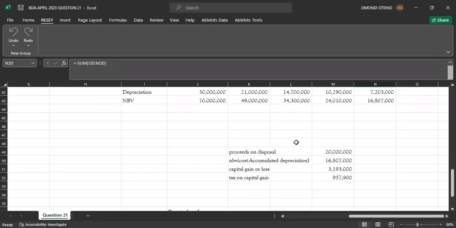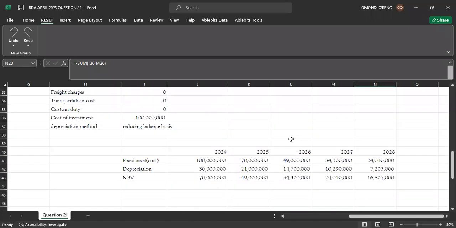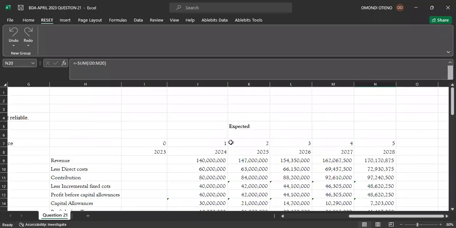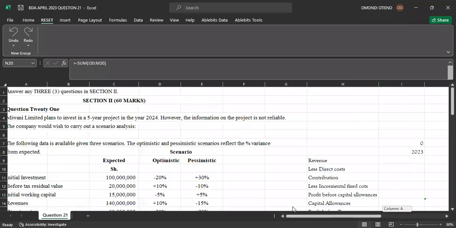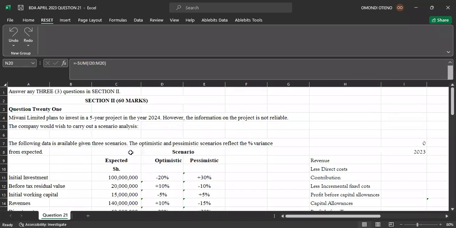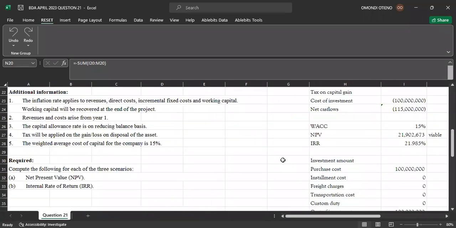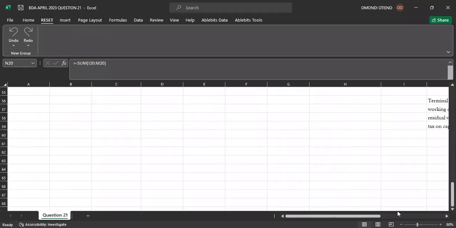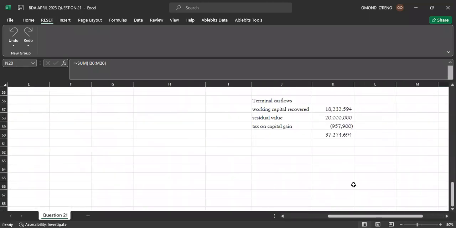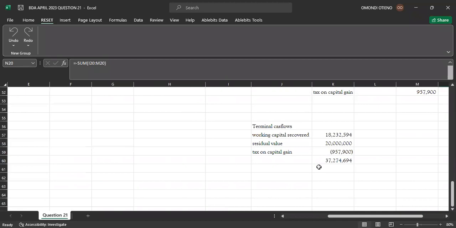So I want to now go to the second scenario. And what was the second scenario? Optimistic scenario. So I want to teach you tips on how to maximize. Remember, you've just seen we are taking almost 2 hours to set the expected. It means it is possible that you will take 3 hours to do the 3 scenarios, yet you are required to do 3 questions from this section.